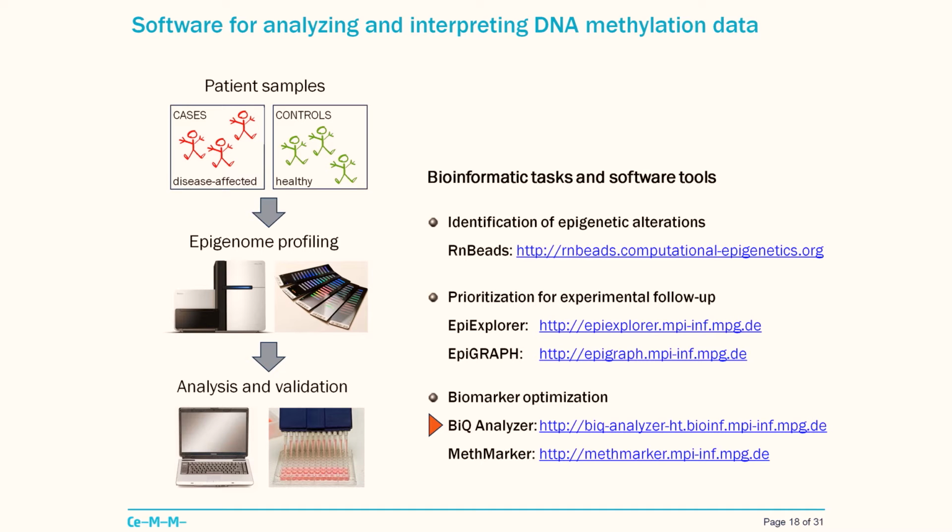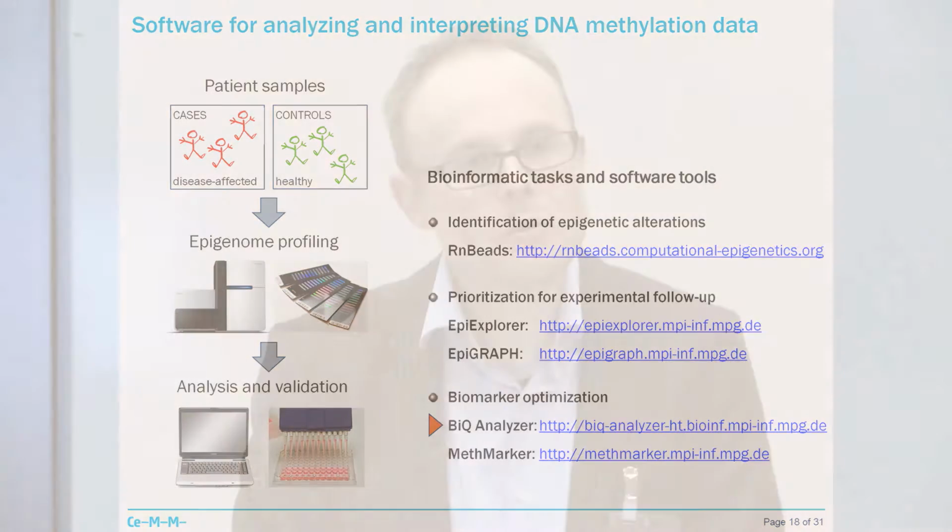And then comes the phase, once you've basically figured out which of the regions you want to follow up on in a larger cohort, of going into biomarker optimization or large-scale validation. For this, we have two tools online. The first one is BiQ Analyzer HT, which is the bigger brother of the BiQ Analyzer tool that we've had online since 2005 for clonal bisulfite sequencing, and which is still surprisingly widely used for exactly that purpose.